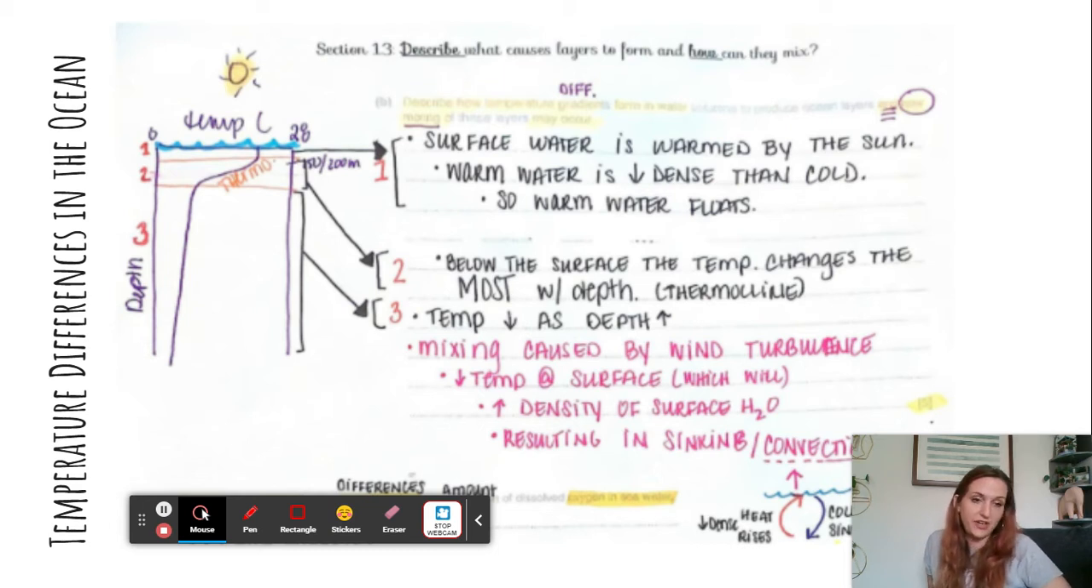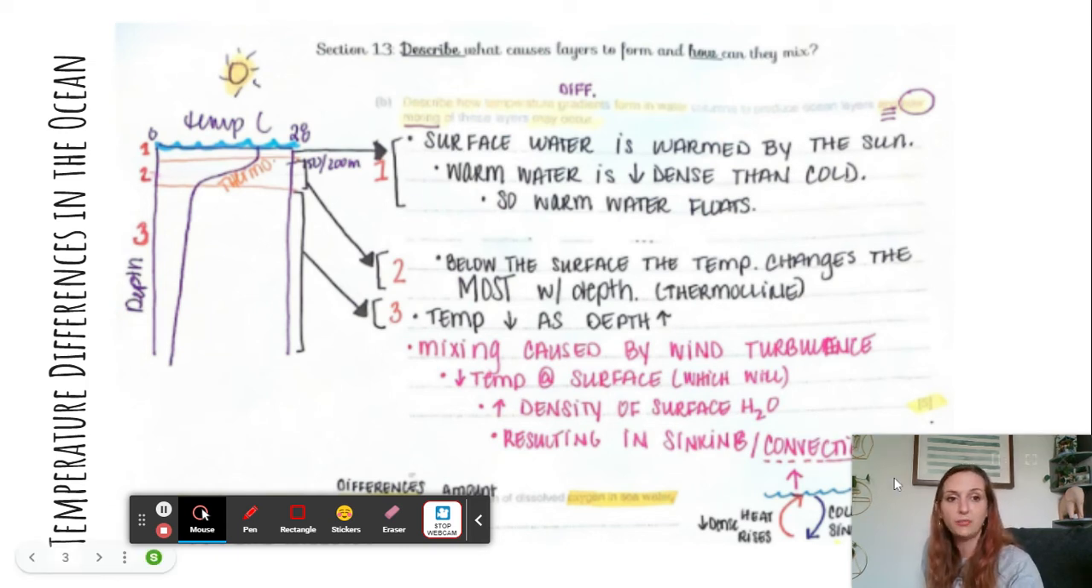So below that, you have an area where the temperature changes the most with depth. And then at the bottom, temperature goes down as depth increases. So as the water gets deeper, the temperature will continue to decrease. And it's not the reverse of that. It's not that temperature is controlling depth. It's depth that is controlling temperature. And then how does it mix? So it can get mixed by wind turbulence, lowering the temperature at the surface, which will increase the density of your surface water because it's colder, and that will allow it to mix.